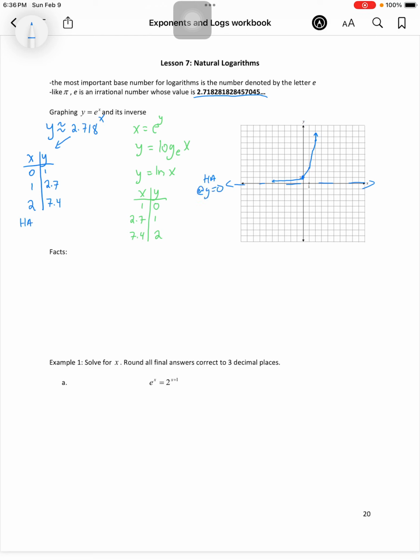And now, since it's the inverse, instead of a horizontal asymptote at 0, we're going to have a vertical asymptote at x equals 0. I'm just going to draw that right away because we know that's going to happen. So here, VA at x equals 0. And now I'm just going to graph the green one here. So when x is 1, y is 0. When x is 2.7, y is 1. At 7.4, it's at 2. And now it's going to look like this.